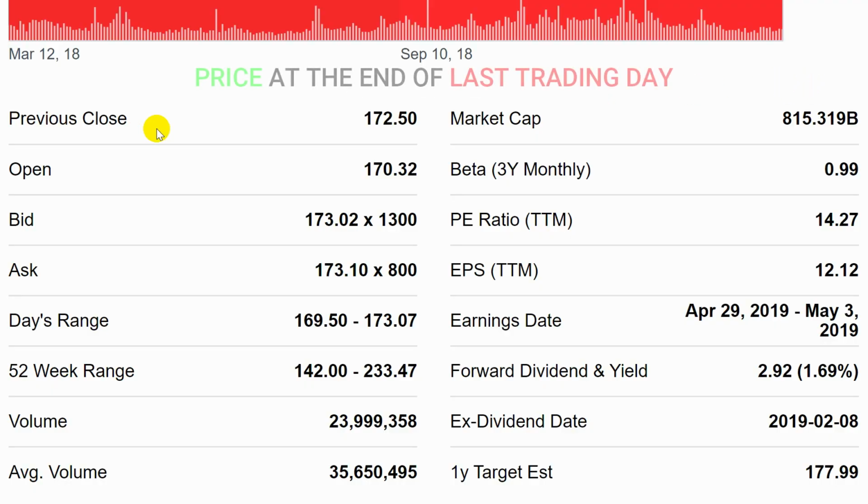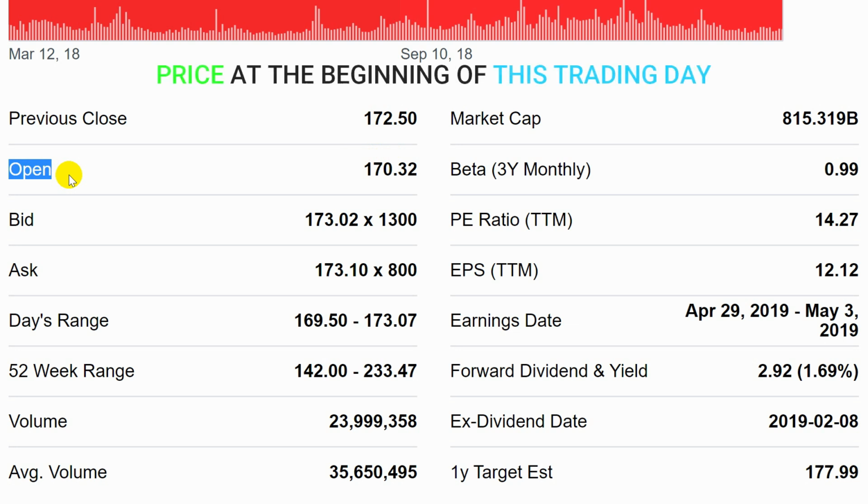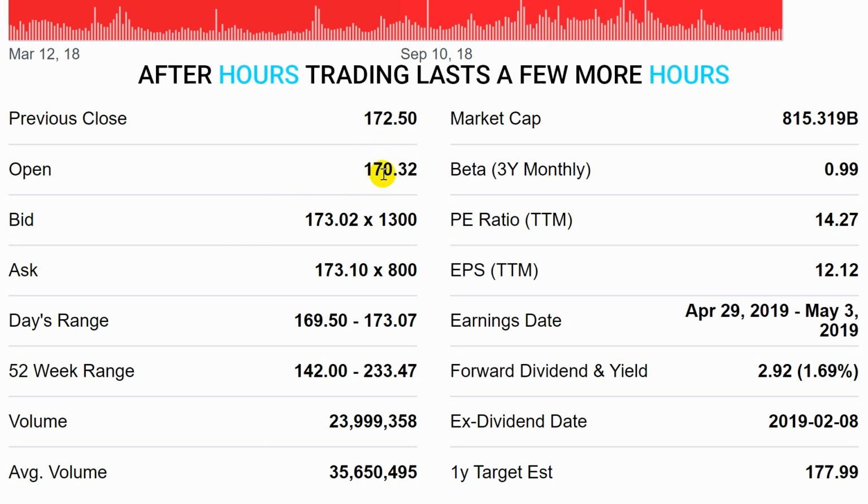Previous close is the price Apple was last traded at in the previous day. So at 4 p.m. yesterday, Apple's price was $172. Open is the price of Apple when the market opens today. The American market opens at 9:30 in the morning, so Apple is trading at $170 at 9:30 this morning. These numbers are different because there's after hours trading, where people can buy or sell Apple after the markets are closed. This usually doesn't move the stock as much.